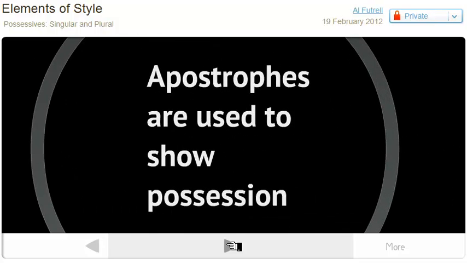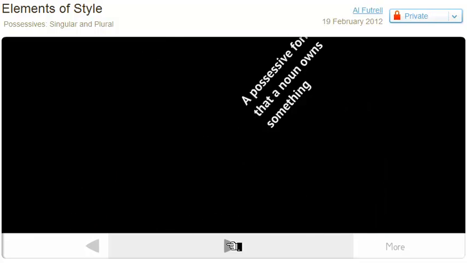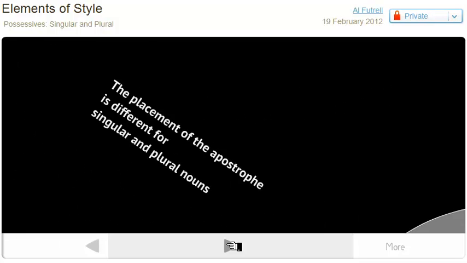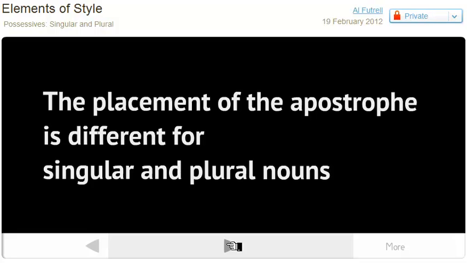Apostrophes are used to show possession, and a possessive form indicates that a noun owns something. And the placement of that apostrophe is going to be different for singular versus plural nouns. Let's take a look at how this works.